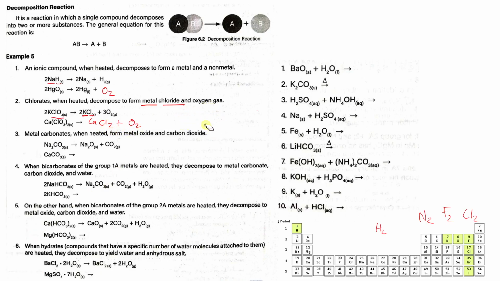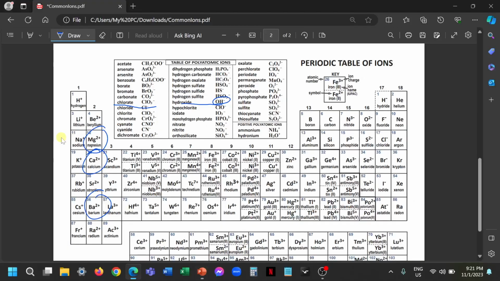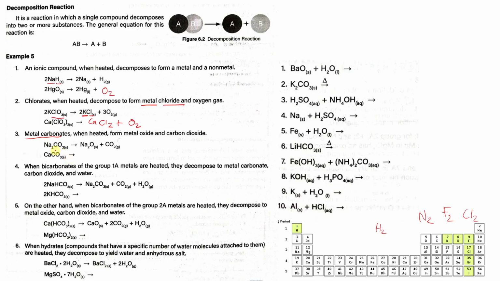Let's proceed to the next one. We have a metal carbonate. When heated, forms metal oxide and carbon dioxide. So here we have a metal carbonate. The formula for a carbonate is over here. So we have CO3. So this one is the carbonate with a metal. Again, the product for this decomposition is a metal oxide and a carbon dioxide. Again, we have the metal, then the oxygen.